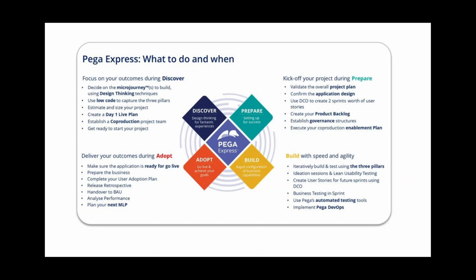The adopt phase readies your application for production and prepares the business for transition to business as usual. BAU means business as usual. During adopt, you analyze application performance and you can start planning for your next MLP release.